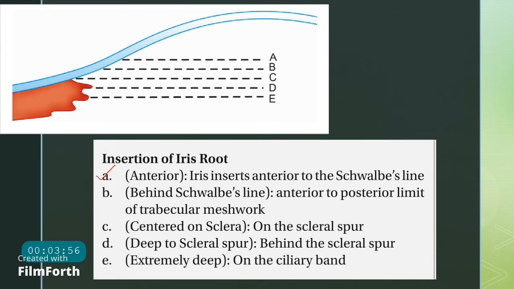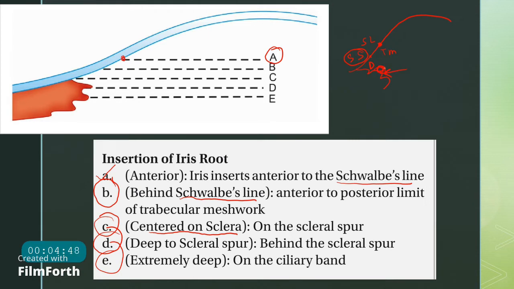A represents that the iris is inserted anterior to the Schwalbe's line. Now in my video on the anatomy, I told you that the Schwalbe's line is the most anterior, right? So if the iris is inserted anterior to the Schwalbe's line or at the Schwalbe's line, it is represented as grade A. Then we have grade B, which means the iris root is now inserted behind the Schwalbe's line. Grade C is that it is centered onto the scleral spur, because after the Schwalbe's line we have the trabecular meshwork and then we have the scleral spur. Grade D is deeper than the scleral spur, somewhere behind it, and E is extremely deep, which means it is inserted onto the ciliary body, and in these cases you'll also be able to see a ciliary body band.